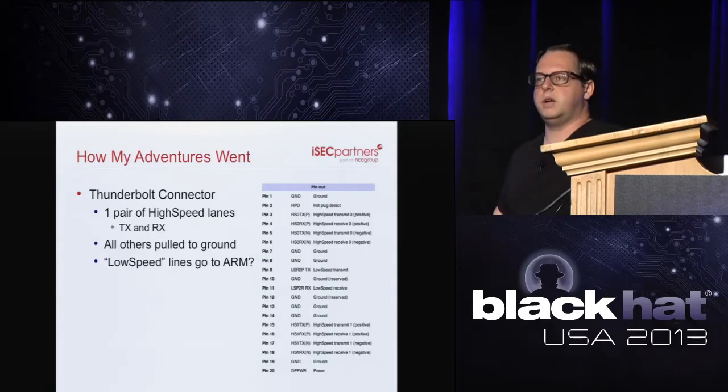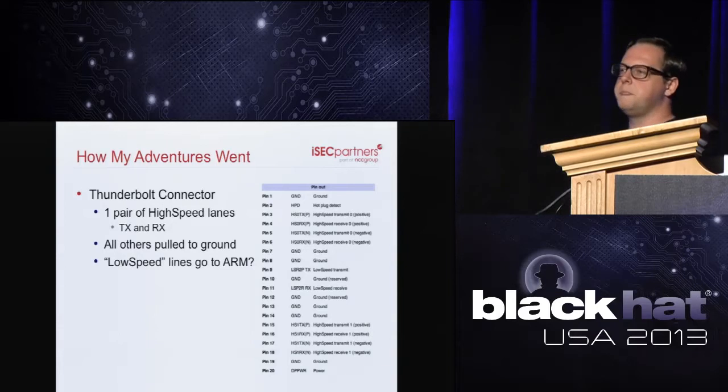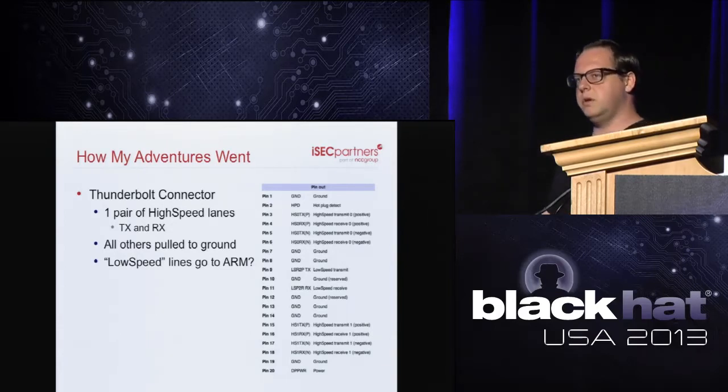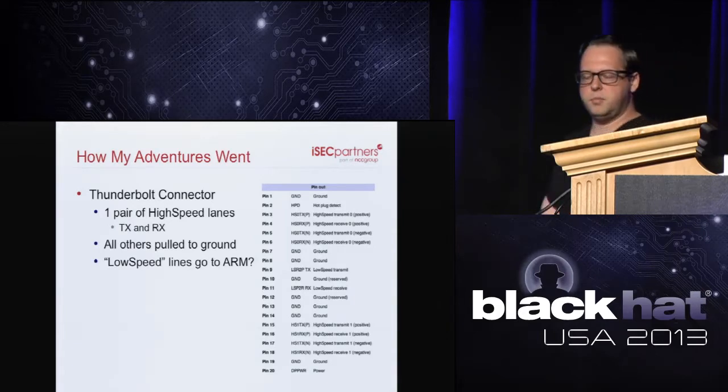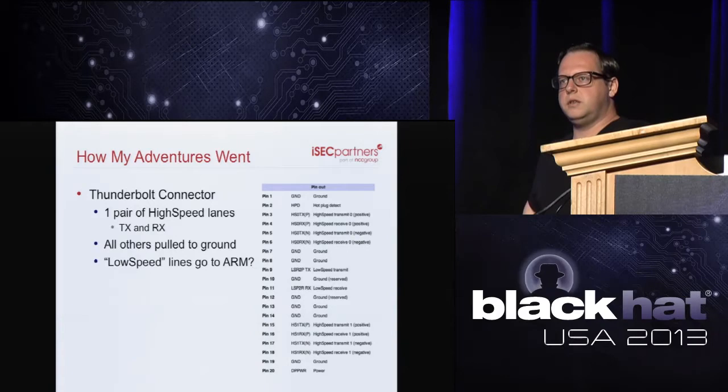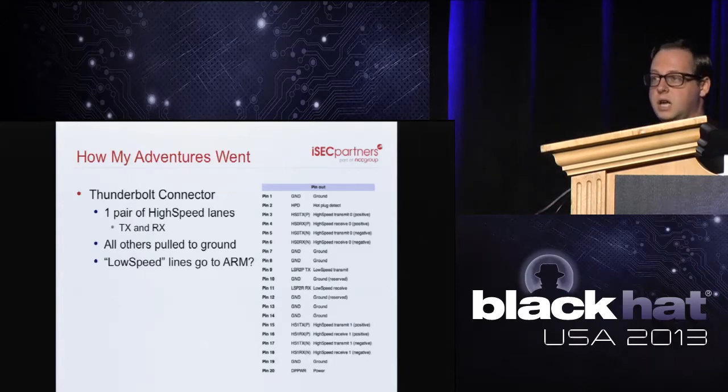We got power, hot plug detect. But we also have 2 lines that are called low-speed lines. And if we trace those out, those don't go to Thunderbolt at all. They actually go directly to the ARM Cortex. So when you plug in a Thunderbolt connection, what you're really doing is connecting the Apple directly to the ARM Cortex over low speed lines. And since they're low speed, maybe we can sniff them and see what's going on.